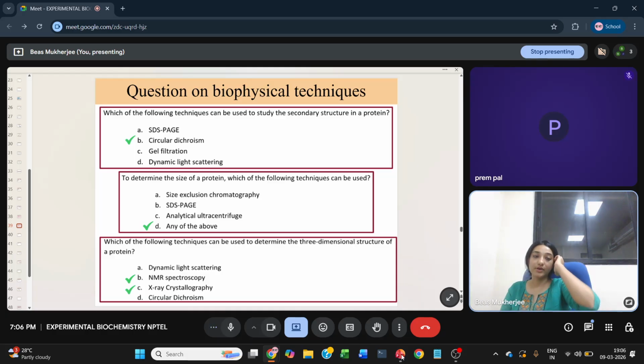Okay. So B, D, B and C, all of these are right answers, right? So secondary structure, definitely CD. And for determining size of the protein, all of the above would be the right answer. And to get 3D structure of a protein, you have both NMR and crystallography.